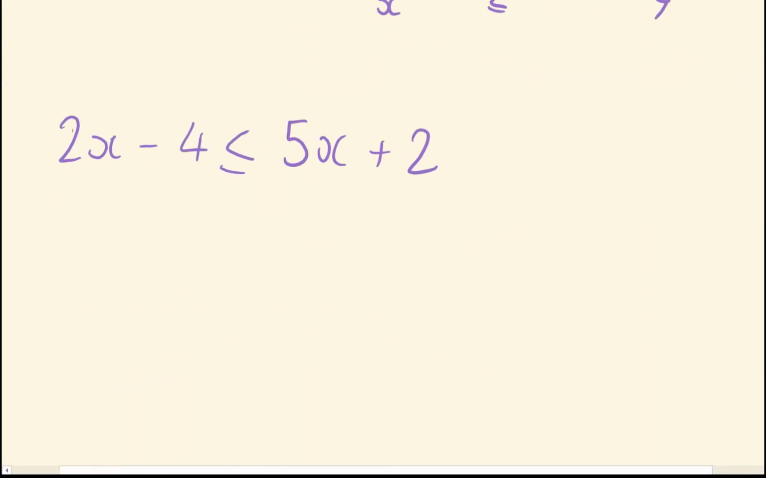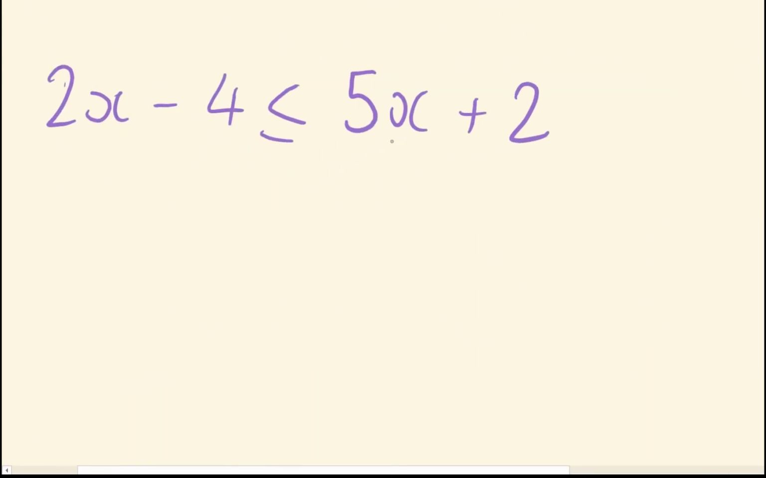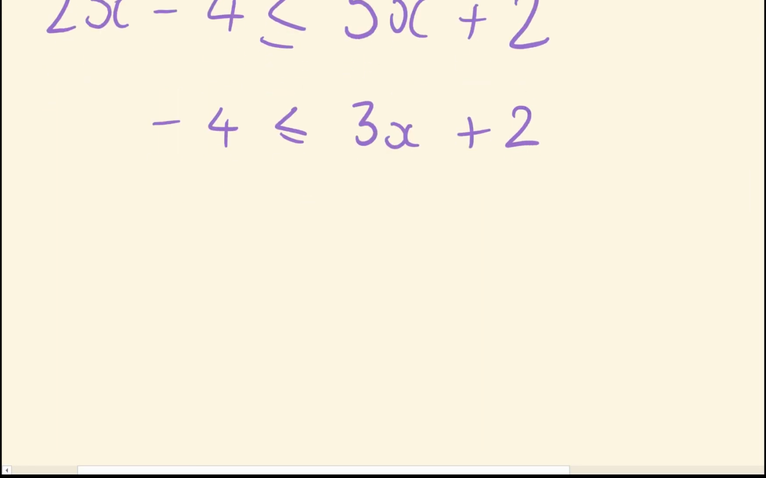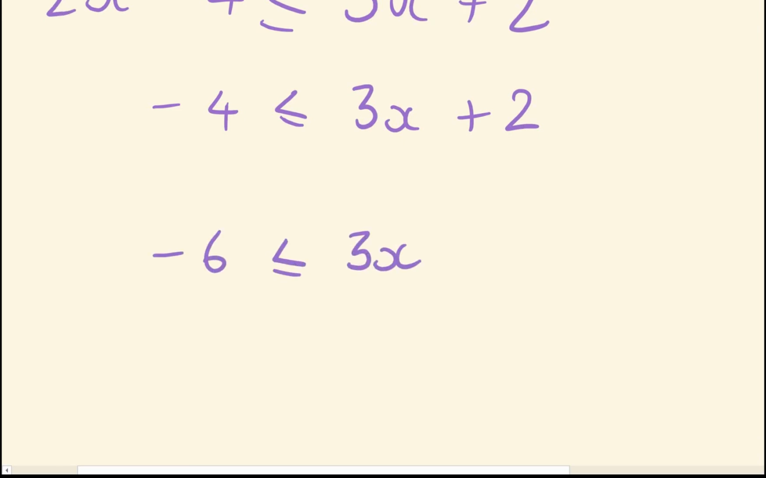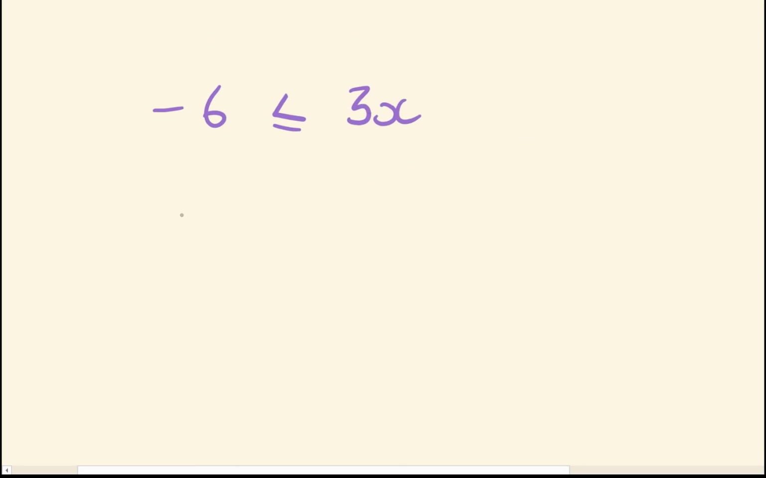Then I'm going to do the exact same thing for the left hand side. Again, I want my x's in the middle, so I want to get rid of this 2x. The opposite of 2x is minus 2x, so I take that away from 5x, and I'm left with 3x. Now I want to get rid of this plus 2. The opposite of plus 2 is minus 2. So I now have minus 6 is less than or equal to 3x, and then lastly I need to divide by 3, so minus 2 is less than or equal to x.